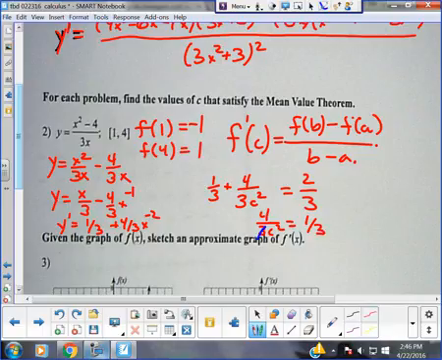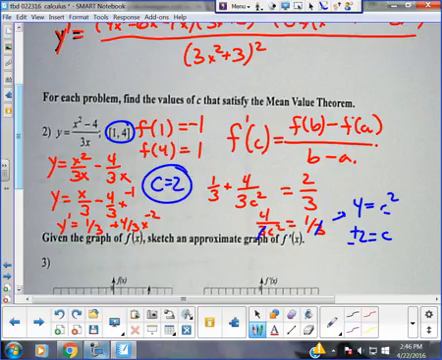You guys agree? Cancel the 3's. Multiply both sides by c squared. 4 equals c squared. So c is plus or minus 2. But I can't say that's the answer, because my interval is 1 to 4. What's in the interval? 2. Just 2. Not plus or minus 2, even though that's what it equals out to. So c is 2. Find the value of c. The value is 2. All right?